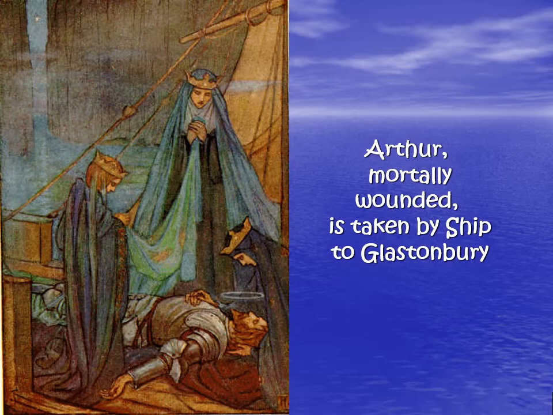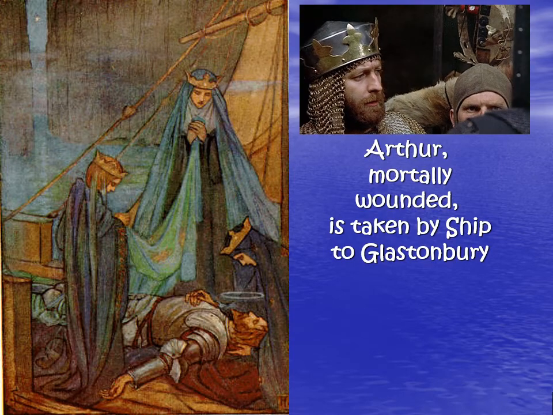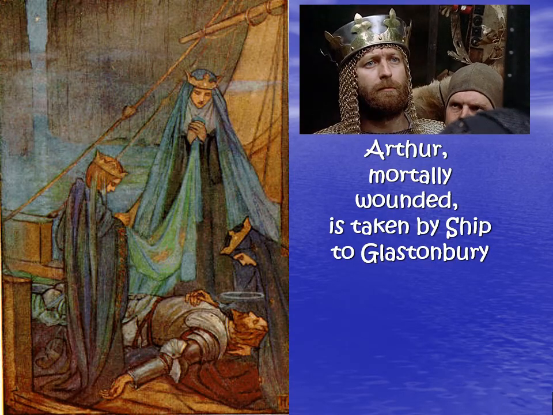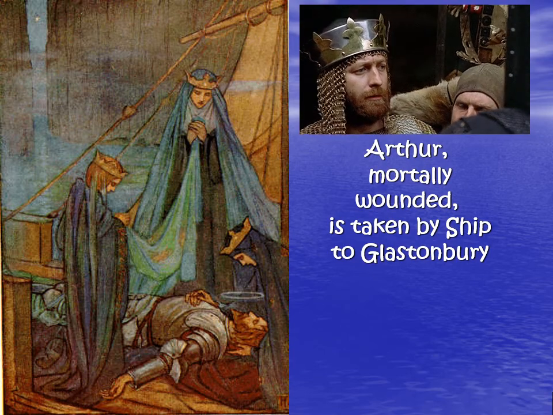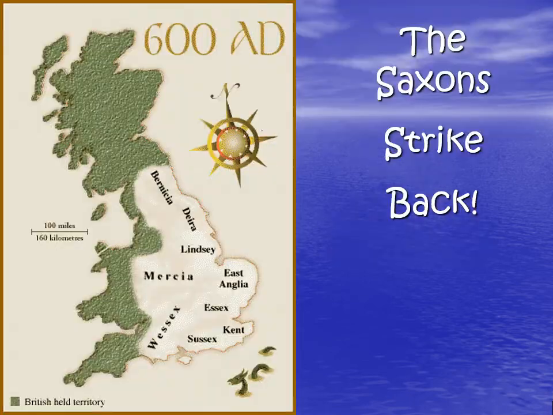But after a generation, Arthur is mortally wounded or perhaps killed, depending upon which myth you choose. He's taken by ship to Glastonbury, and that is the end of his age. And that, of course, just makes him very sad. Arthur just doesn't like slipping away. But once he's gone, the Saxons strike back. And they push and push and push until only the green places remain.